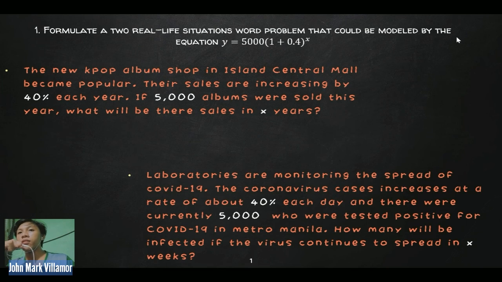interval. And the second problem is: laboratories are monitoring the spread of COVID-19. The coronavirus cases increase at a rate of about 40% each day, and there are currently 5,000 who tested positive for COVID-19 in Metro Manila. How many will be infected if the virus continues to spread in the next weeks? In this problem, 5,000 is the number of infected people, while 40% is the increase of cases each day. Same process, convert 40% to decimal form, which is 0.4, and x is the time interval.